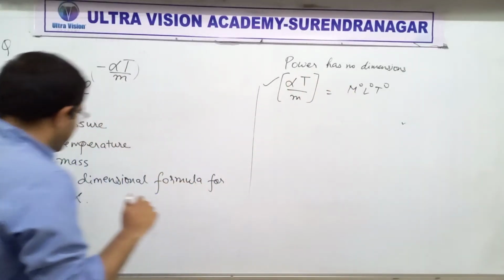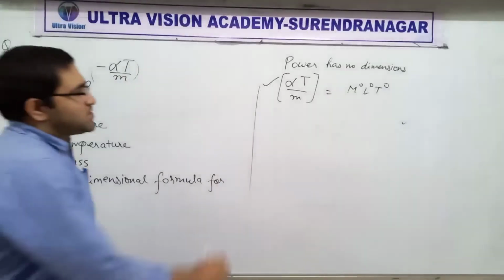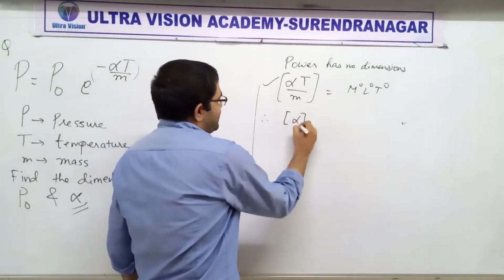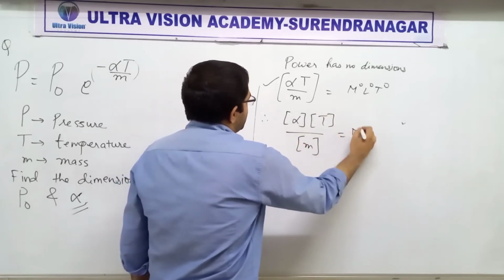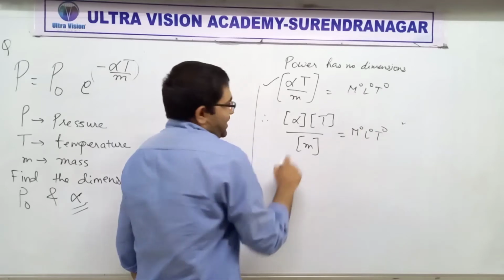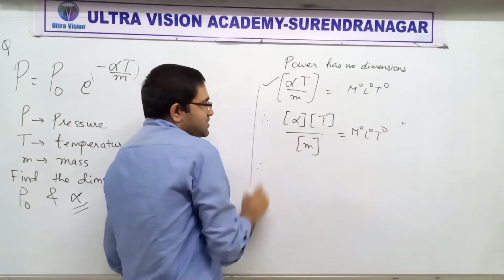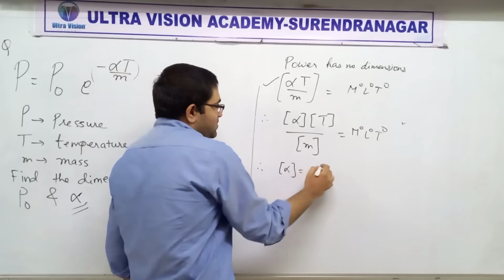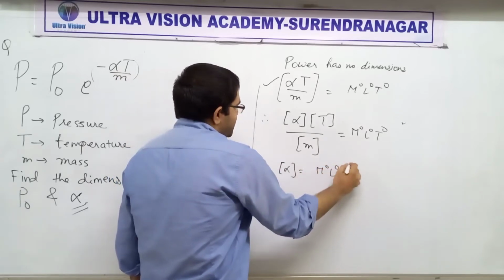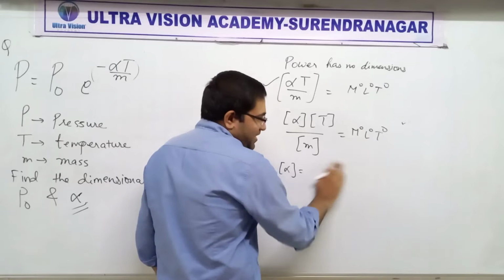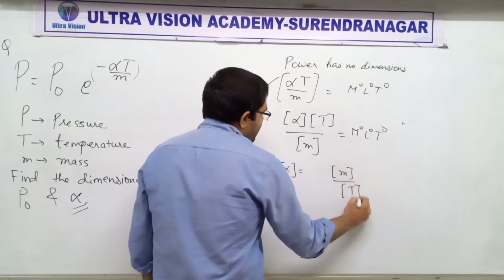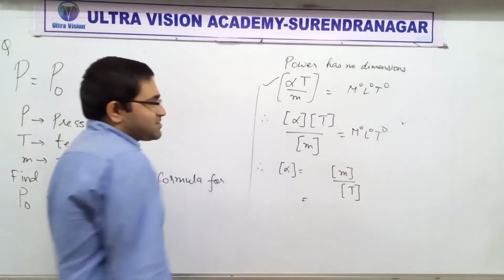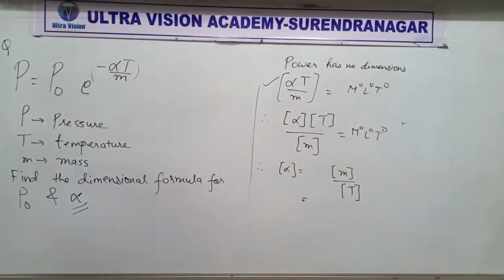Based on this, we will find the dimensional formula for alpha. I'll do one step and then in the next step I will expect the answer from you. We can split it out in multiplication. So the dimensions of alpha is equal to M raised to 0, L raised to 0, T raised to 0. It's okay if you don't write this again and again. Dimensions of mass upon dimensions of temperature. Find it yourselves, come on. What will be the answer to this question?